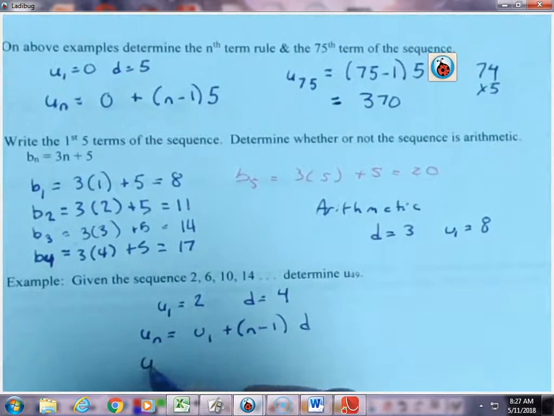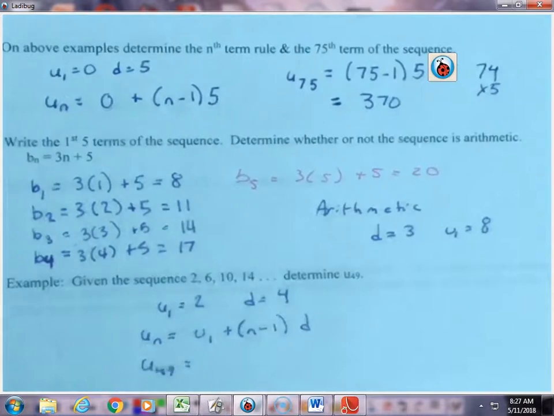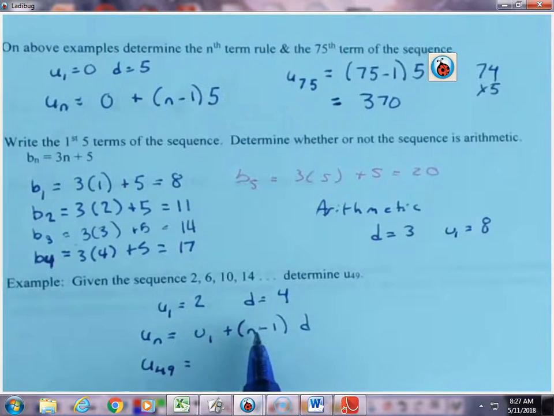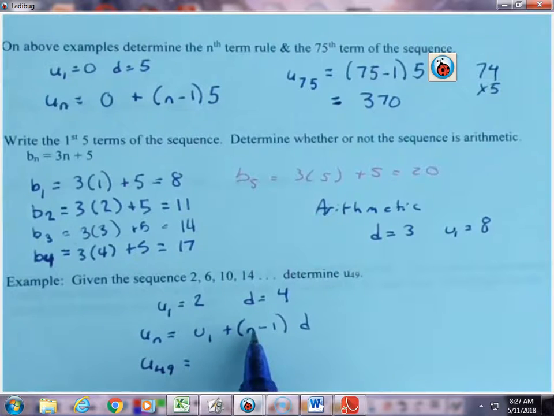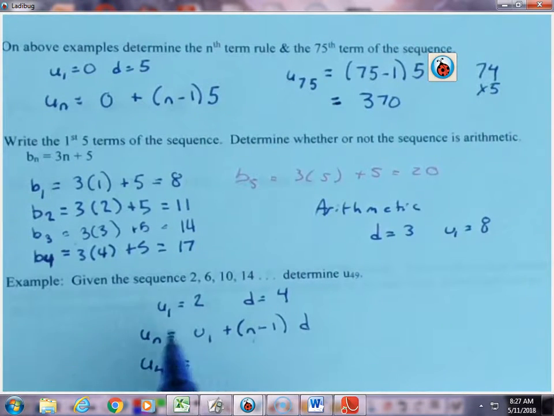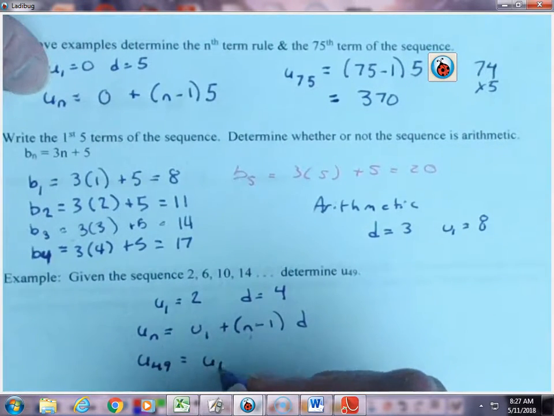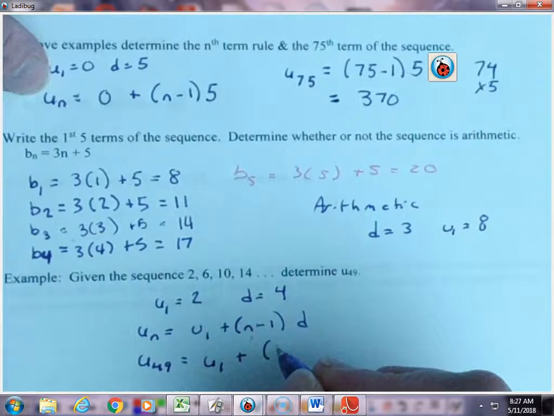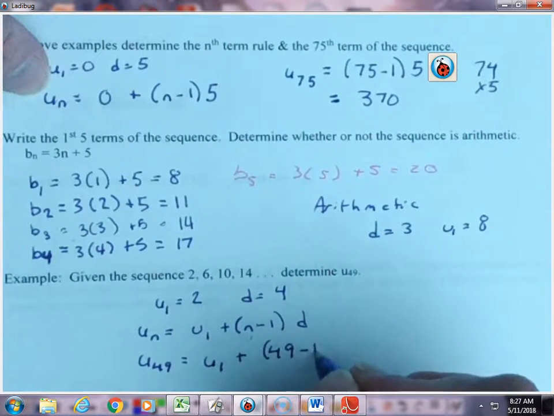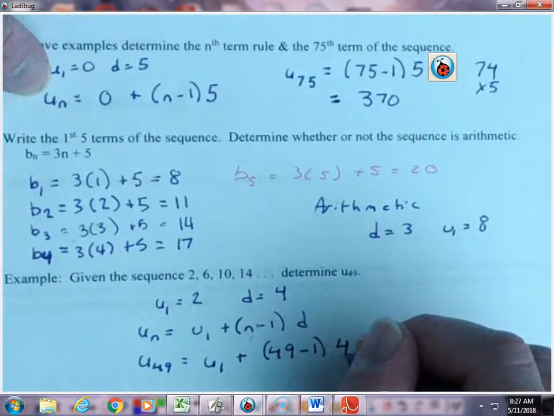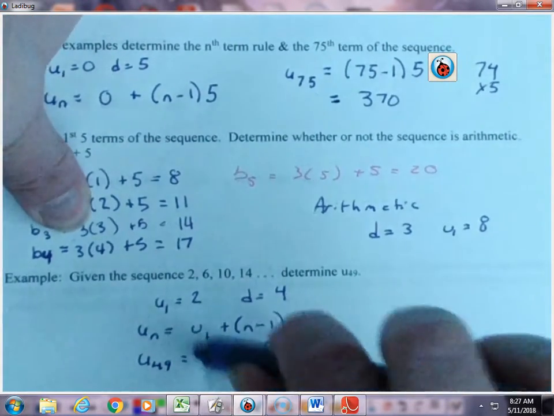Okay, so you want u sub 49. Now here's the thing, sometimes people get confused between n and u sub n. Okay, u sub n means the term itself, so u sub 49 is the 49th term. This is just the number of the term. So 49 is the number of the term, and whatever the term actually is, that's u sub n. Okay, so it would be u sub 1 plus n, which is 49, minus 1 times the common difference. Why didn't I substitute in u sub 1? I don't know.